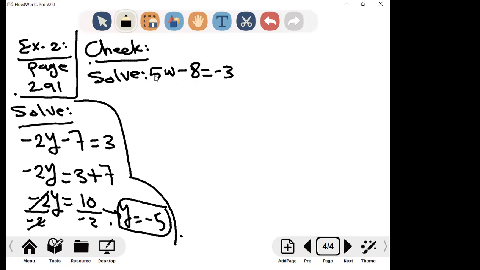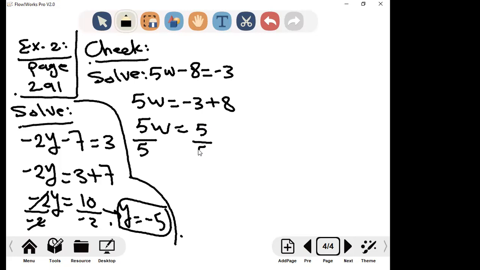Negative 8. The coefficient, push the negative 8 here. It will be positive 8. Okay? Positive 8. So 5w equals negative 3 plus 8. 5w equals 5. Divide by 5 both sides. W equals 1.